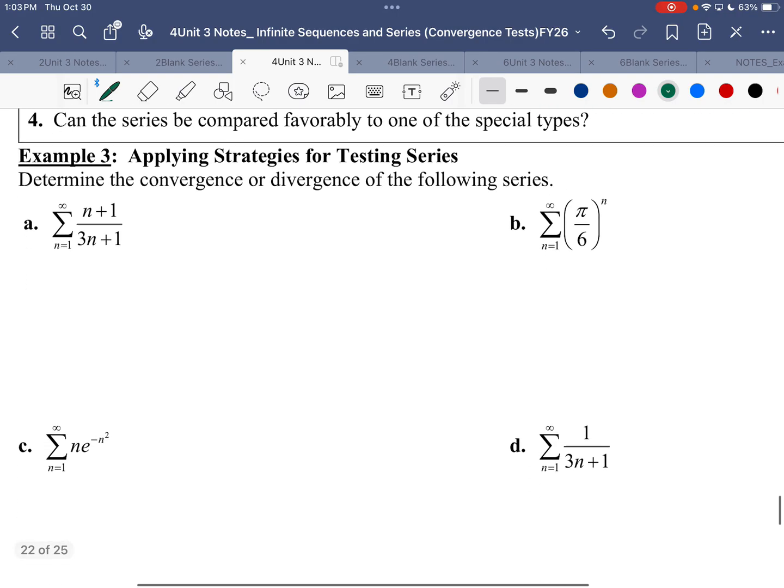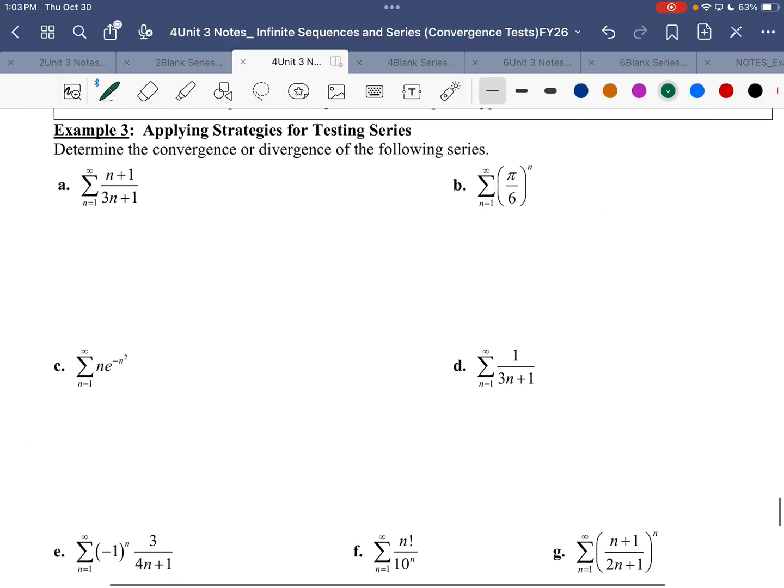And then comparison test. Okay, so go through with your group. I want you to spot check A through G and determine which test. First, just determine which test you would probably use. And then if you have time, try to figure out if it's converging or diverging. Explain to each other why you're using certain tests.